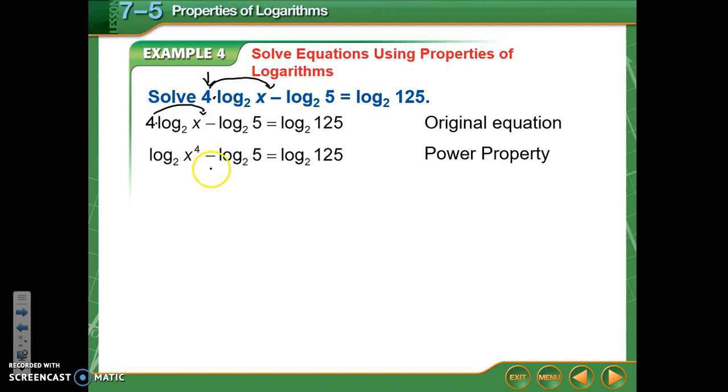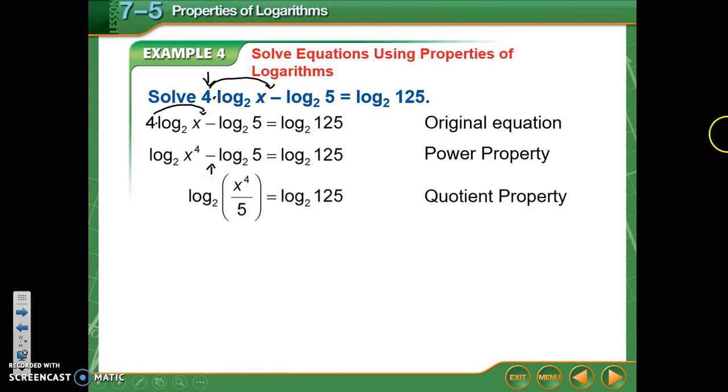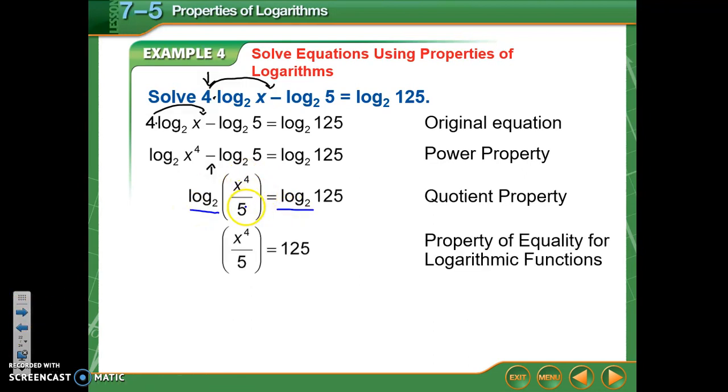So 4 times log base 2 of x, that 4 becomes the exponent of the x. And then we're going to use the quotient property. I know that if 2 logarithms are subtracted, I can rewrite it as a single logarithm of a quotient. So log base 2 of x to the 4th minus log base 2 of 5 is log base 2 of x to the 4th over 5. Notice a single logarithm. There's not a logarithm on the numerator and the denominator. The quotient is inside of a single logarithm. And now I have 1 logarithm on the left, base 2, and 1 logarithm on the right. So that means that x to the 4th divided by 5 has to be equal to 125. And then I'm going to solve.